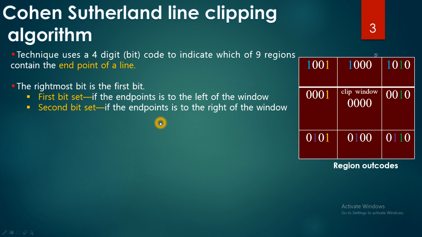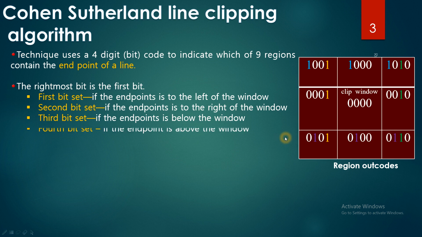If the endpoint is to the right of the window, the second bit is set, the green one, then it is to the right of the clip window. If the endpoint is below the window, the third bit is set. And if the endpoint is above the window, the fourth bit is set.